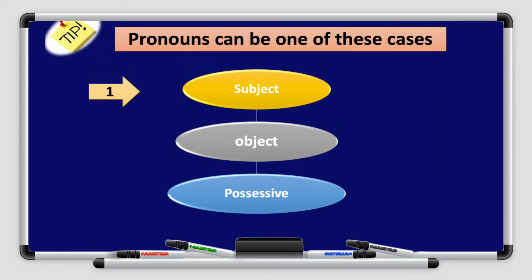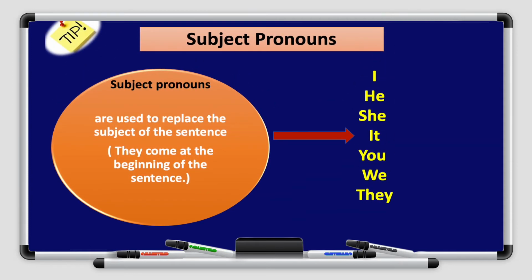Pronouns can be one of these cases. It can replace subject, object, and it can show possessive. Let's discuss each part in details. The subject pronouns are used to replace the subject of the sentence. They come at the beginning of the sentence. What are the subject pronouns? We have I, he, she, it, you, we, and they.